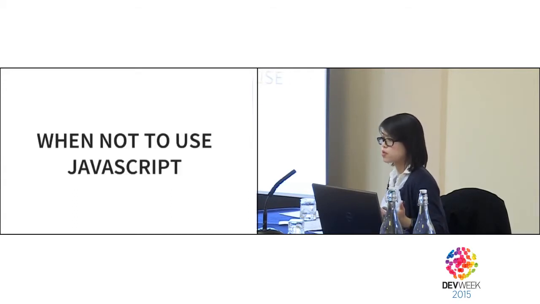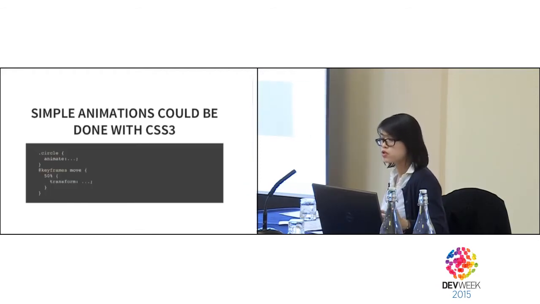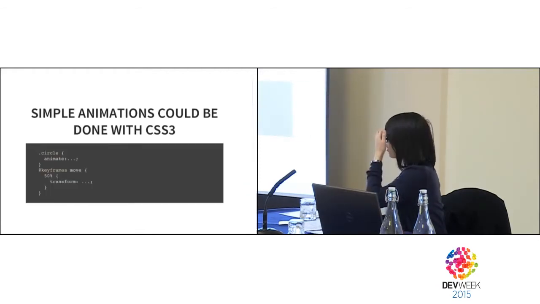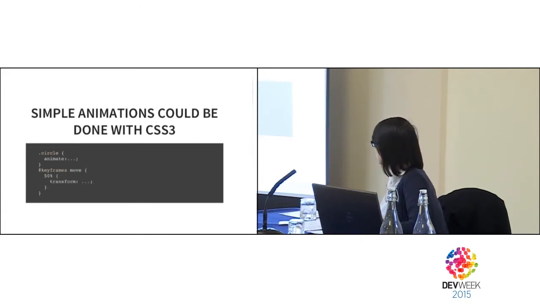When not to use JavaScript. JavaScript is great for a lot of things, but sometimes you simply don't need it. Simple animations could be done with CSS3. So the drawing circle that we've been drawing repeatedly, we can actually accomplish with just straight up CSS. So there's this animate function, and what you pass into this animate function is this move property. So here it's like, once we reach 50% of the animation, do this transformation to our circle.